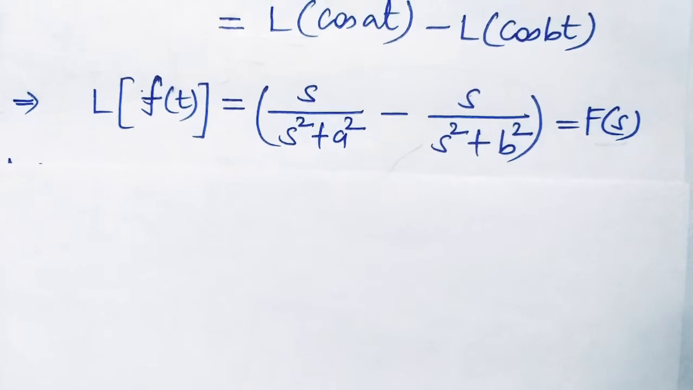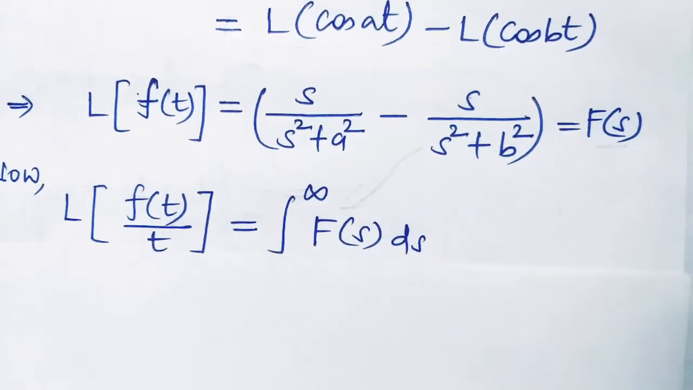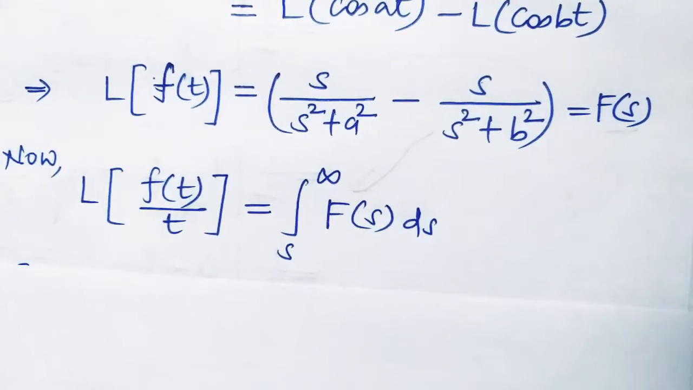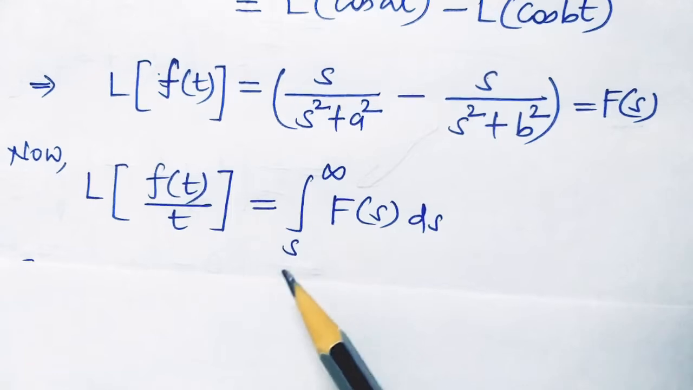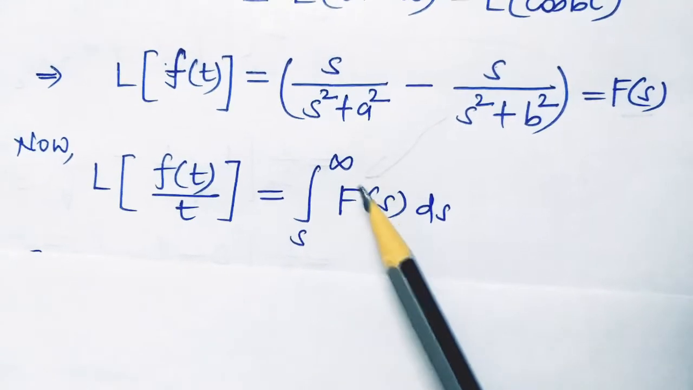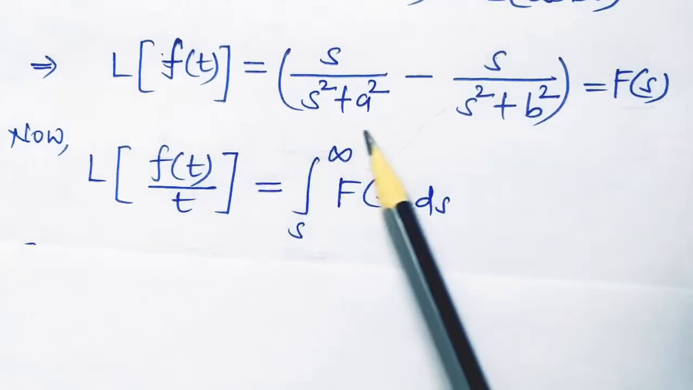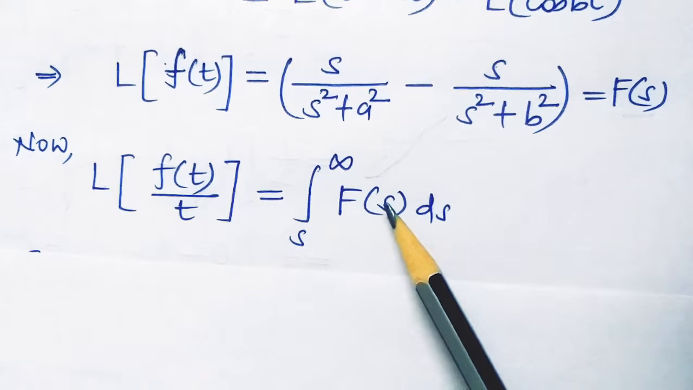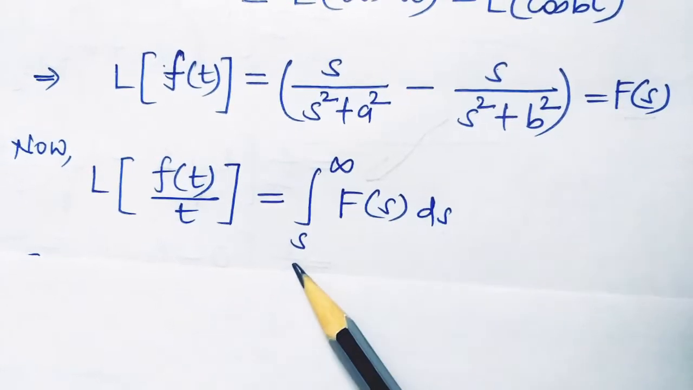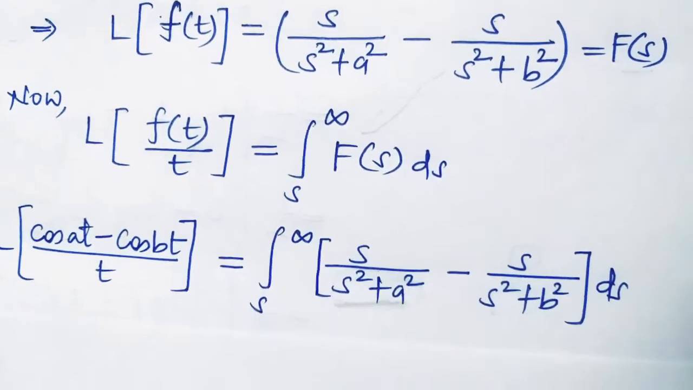Since we are interested in (cos at − cos bt) divided by t, for that we can use the standard form: Laplace of f of t divided by t gives the integration between s to infinity of f of s with respect to s. So this particular expression we have considered as f of s, and this f of s needs to be integrated with respect to s between the limits s to infinity. So we can rewrite them.